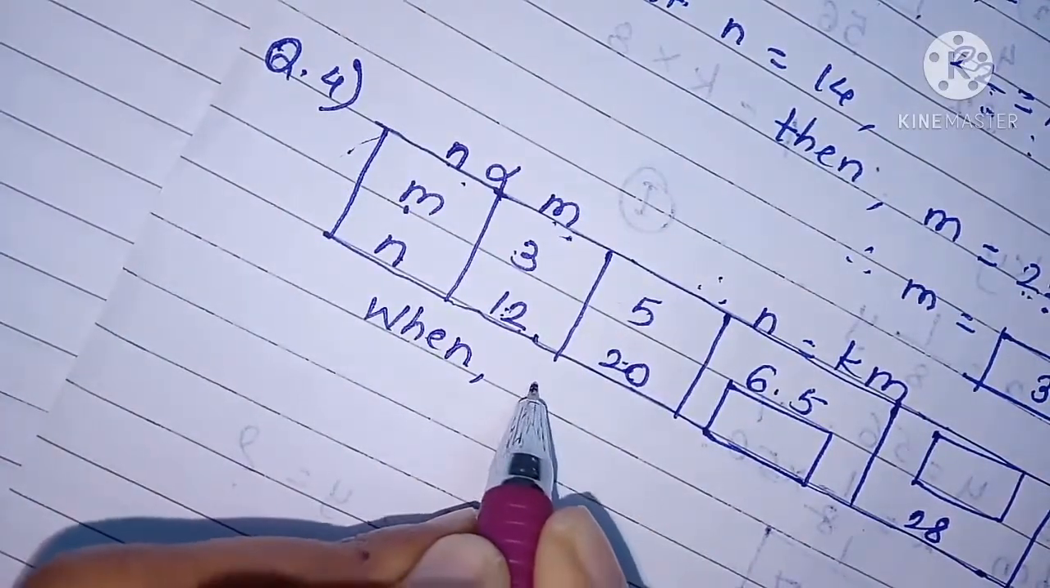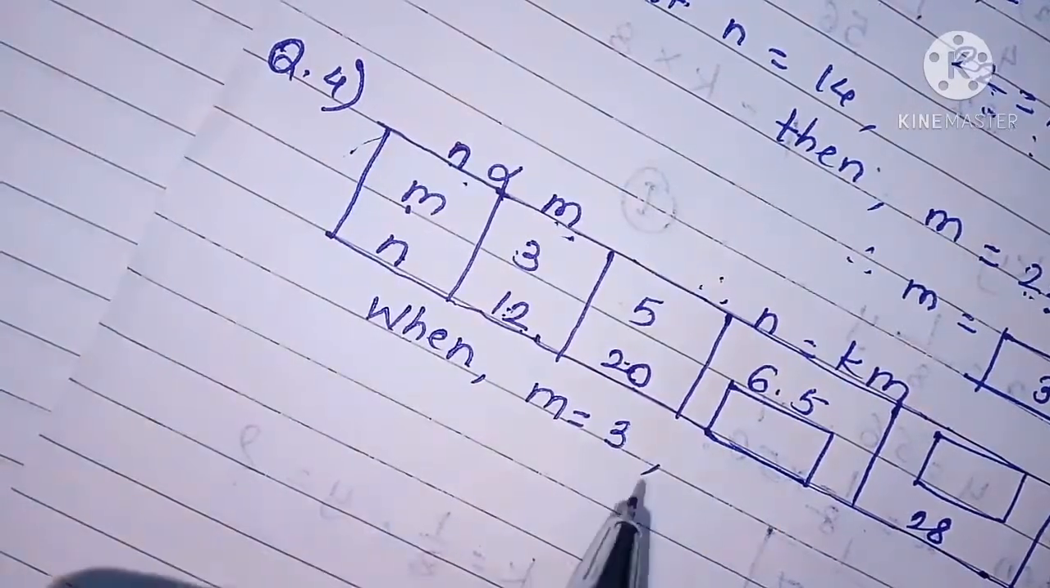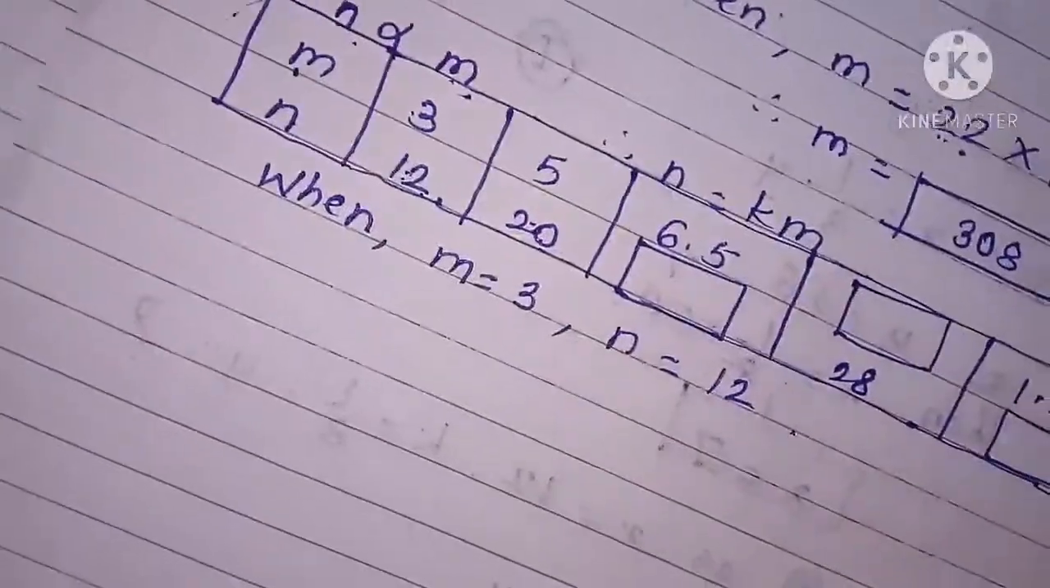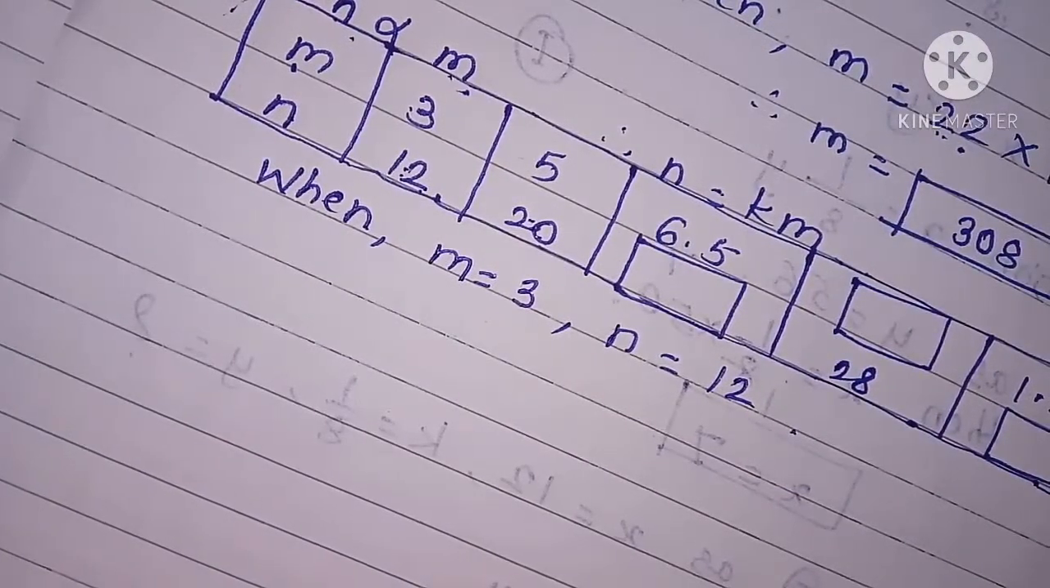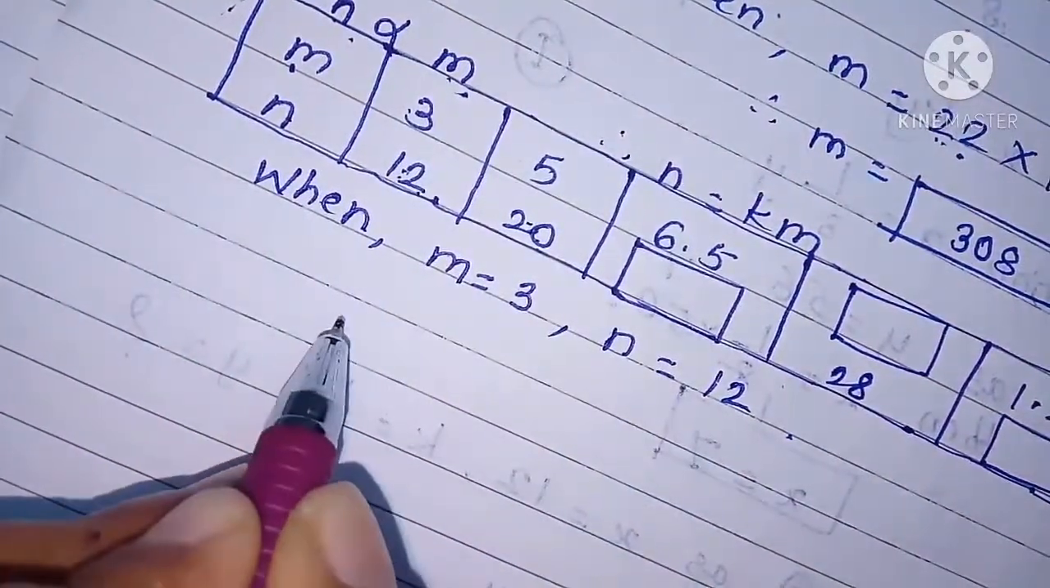So n is equal to... m is equal to 3 and n is equal to 12. Now see here, first finding the value, n varies directly as m. Okay, like this is given here. So n is equal to what? 12.